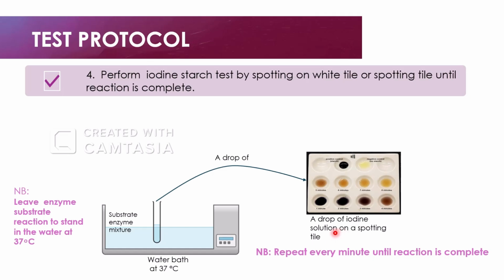And we also have to prepare a positive control and a negative control for the test reaction. The positive control is basically a spot of the iodine and a spot of the 2% starch, and the negative control is a spot of the iodine solution. We also have to perform this iodine starch test every minute until there is a complete reaction. As you can see here, at 0 minutes, this is a reaction. 2 minutes, 3 minutes, 4 minutes, 5 minutes, 6 minutes, 7 minutes, and 8 minutes. These are all reactions for each of the times.